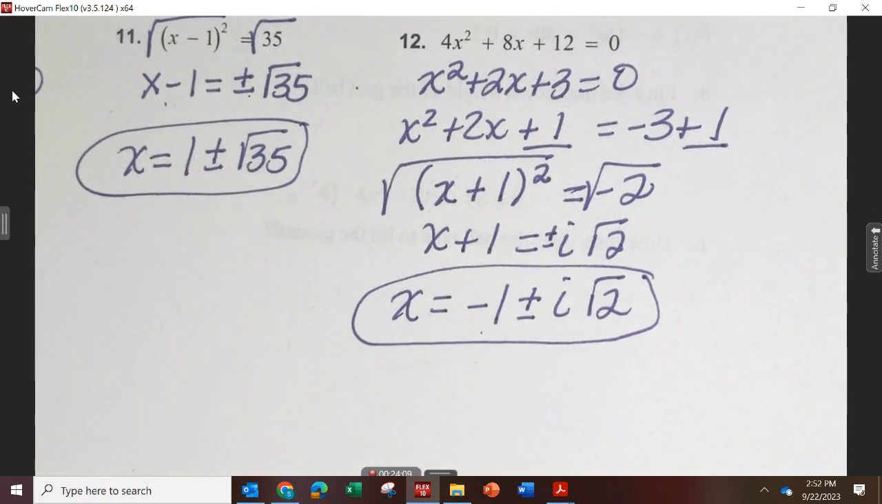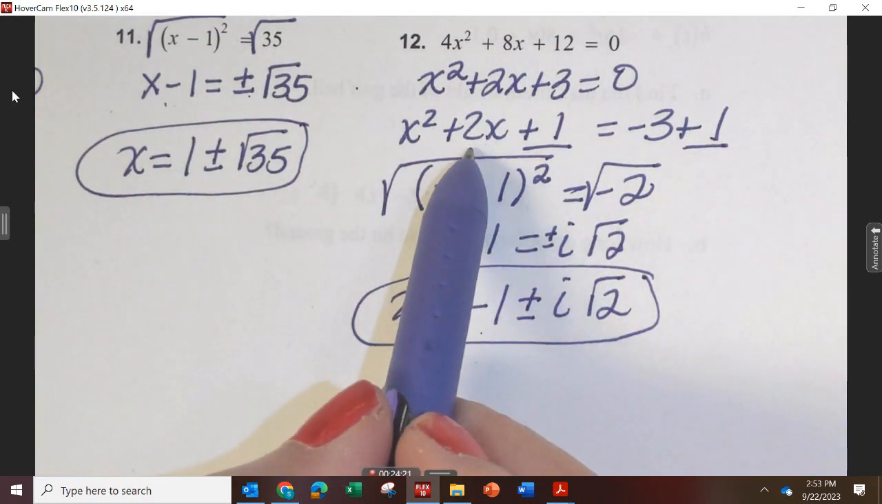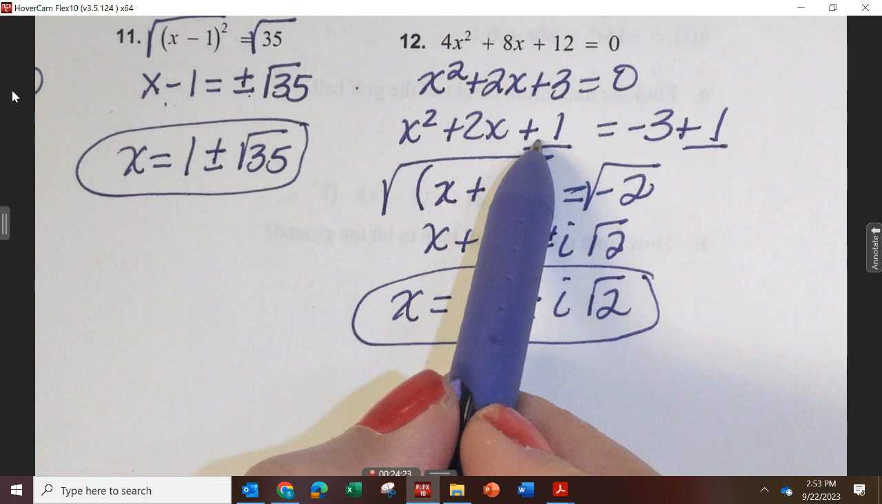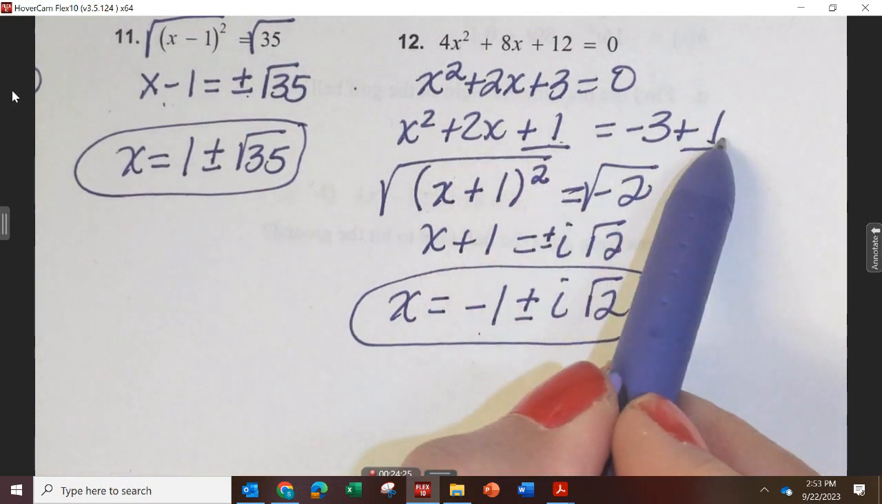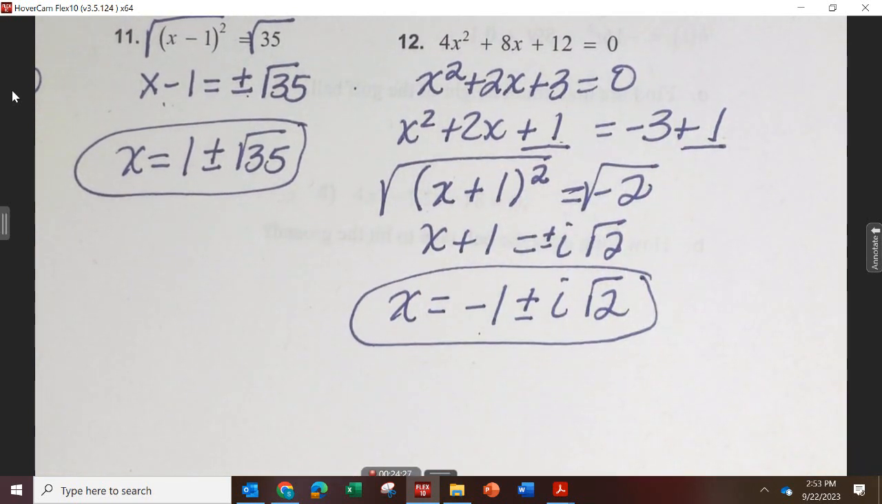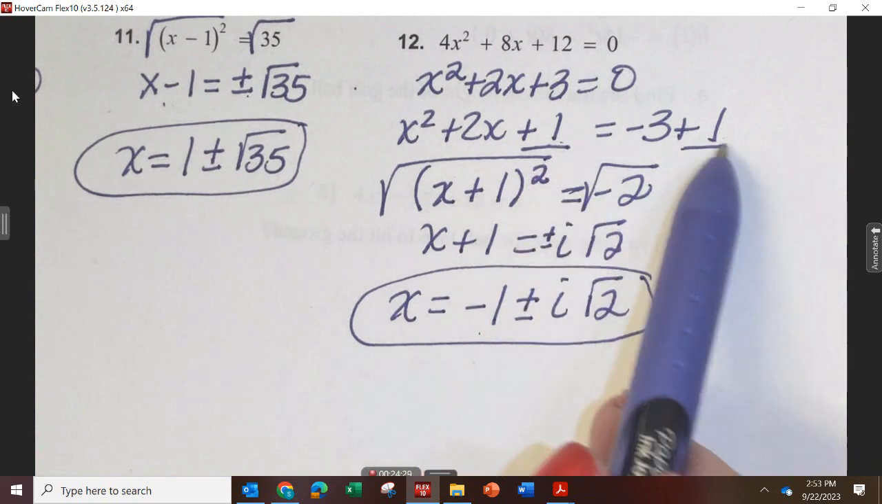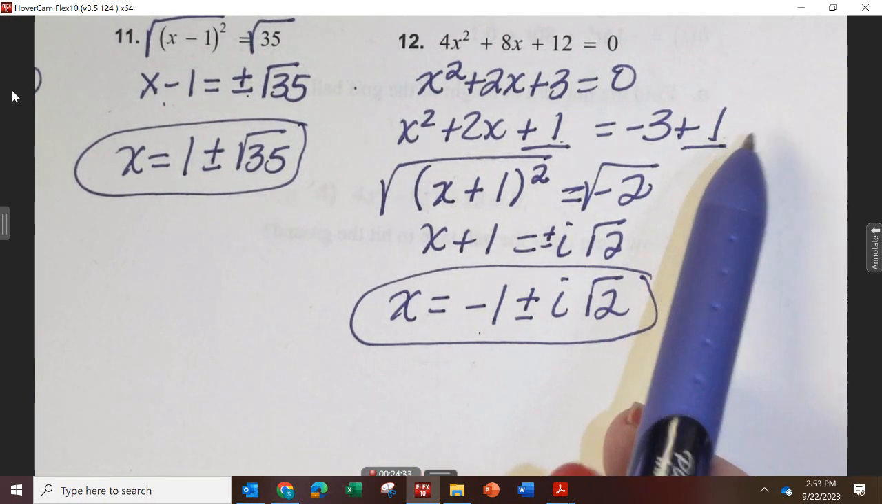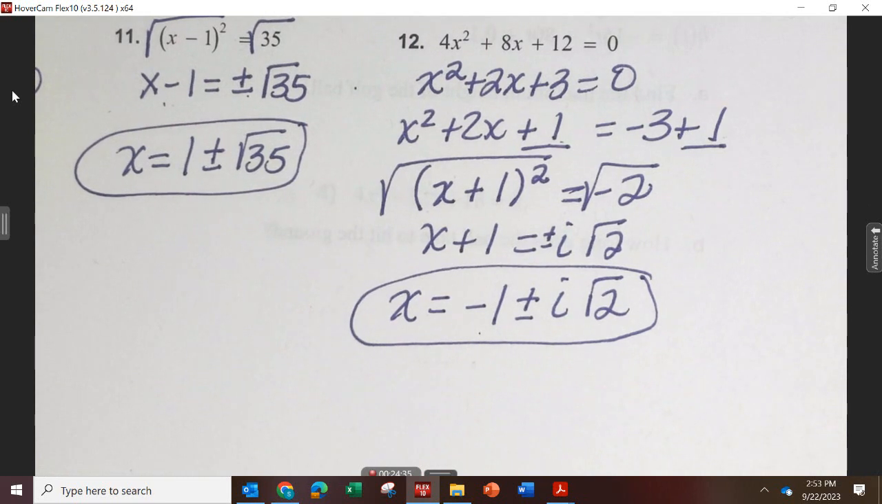Suzuki? What's what? The one from Elwood. I had to take half of 2 is 1. 1 squared is 1. I had to add 1 to both sides. Yeah, that's the thing people forget to do mostly, is add that 1 to the right side. Okay, any other questions?